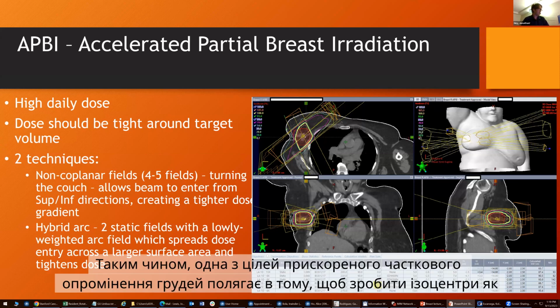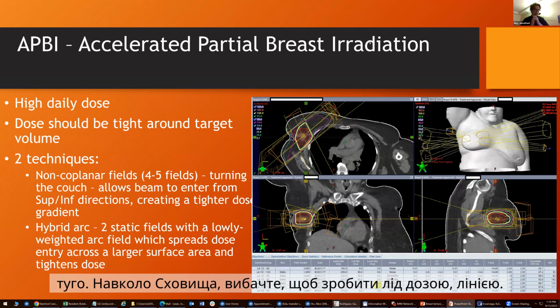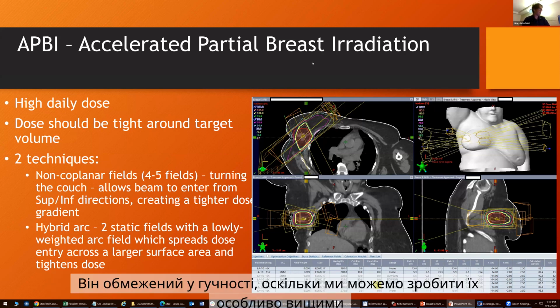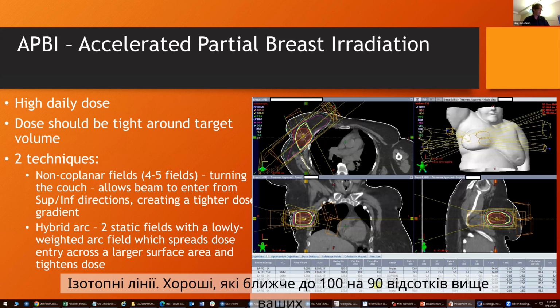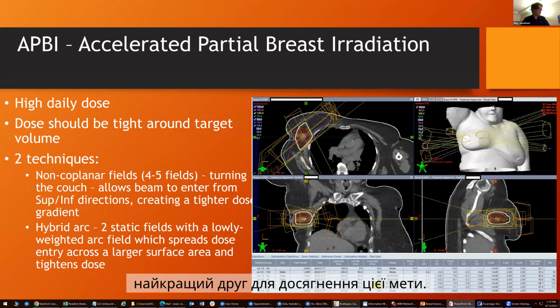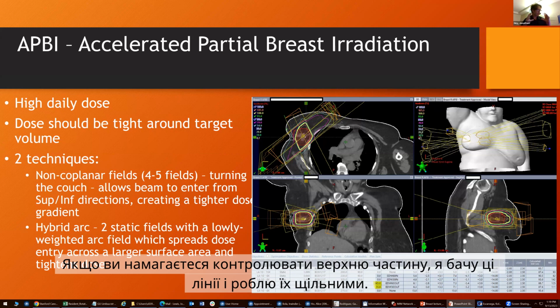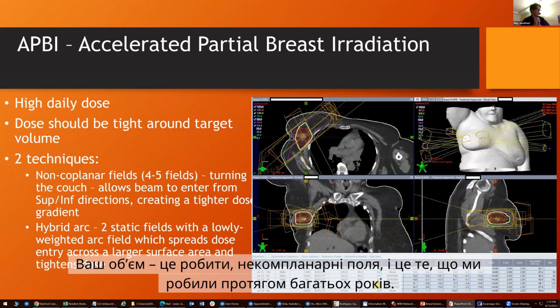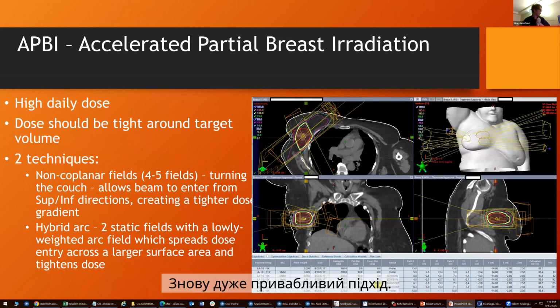So one of the goals of accelerated partial breast irradiation is to make the isodose lines as tight around the volume as we can make them, particularly the higher isodose lines, the ones that are closer to 100, 90% and above. Your best friend for achieving that objective, if you're trying to control the upper isodose lines and make them tight around your volume, is to do non-coplanar fields. And this is what we did for many years. It's a very attractive approach again.